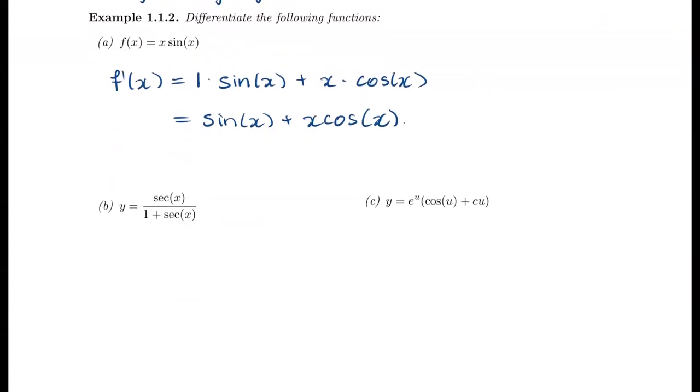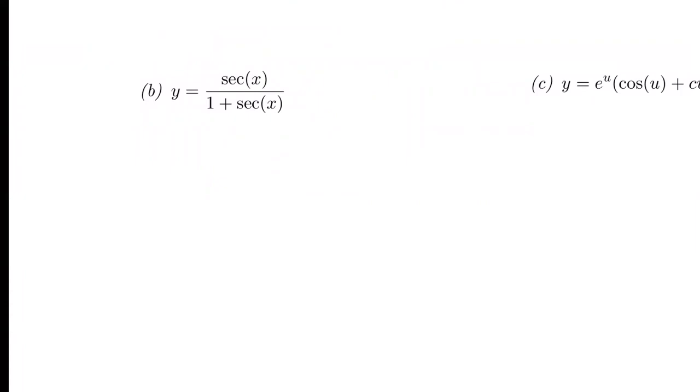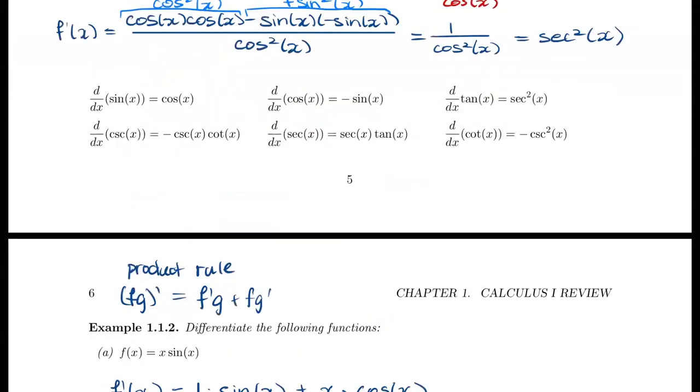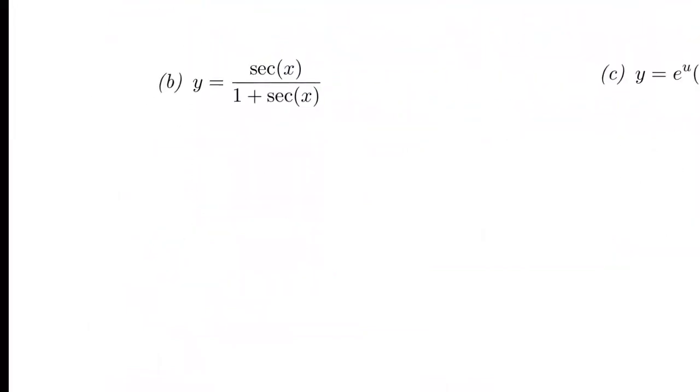Now for part B, let's have a look at this one. We have y is equal to secant of x divided by 1 plus secant of x. So if we go back to the derivatives here, we note that the derivative of secant of x is equal to secant of x times tan of x. So let's go ahead and use that. So we're going to say dy over dx, and we're going to use the quotient rule once again. We take the derivative of the numerator first, which is secant of x tan of x.